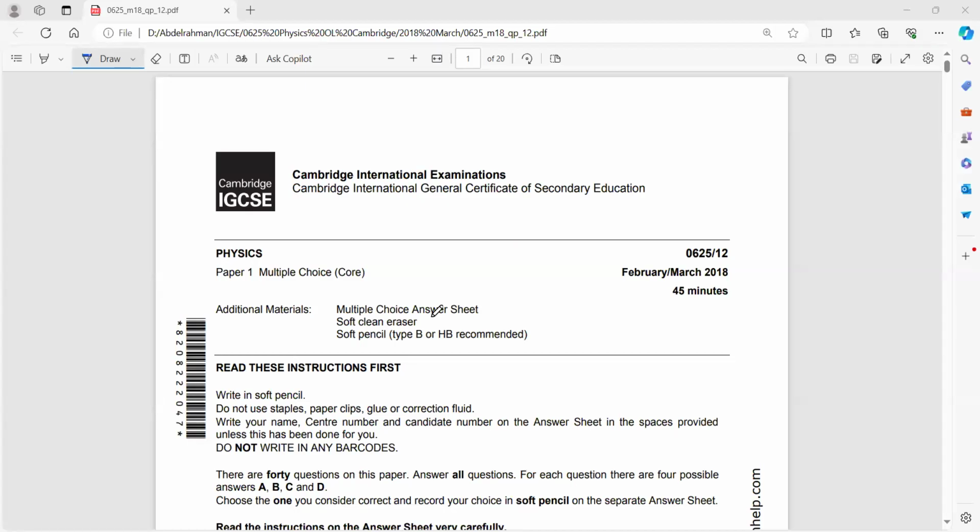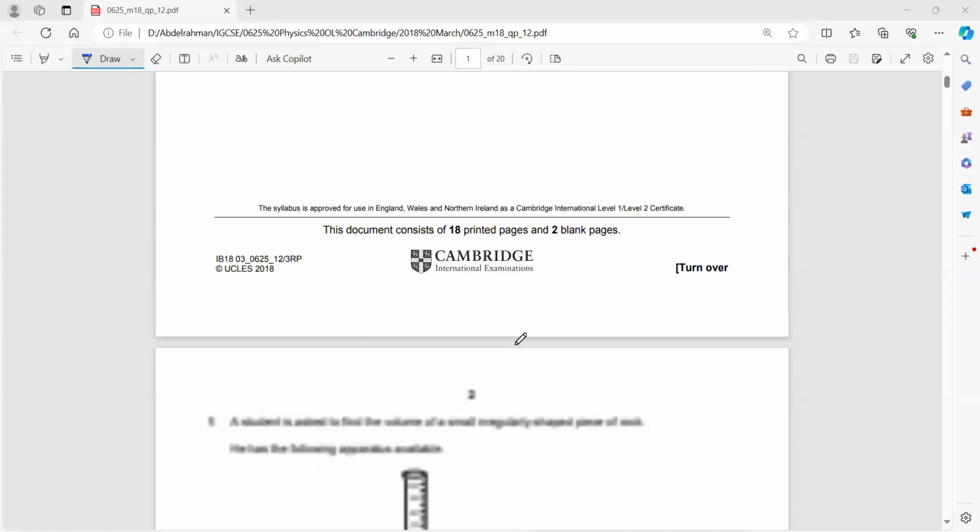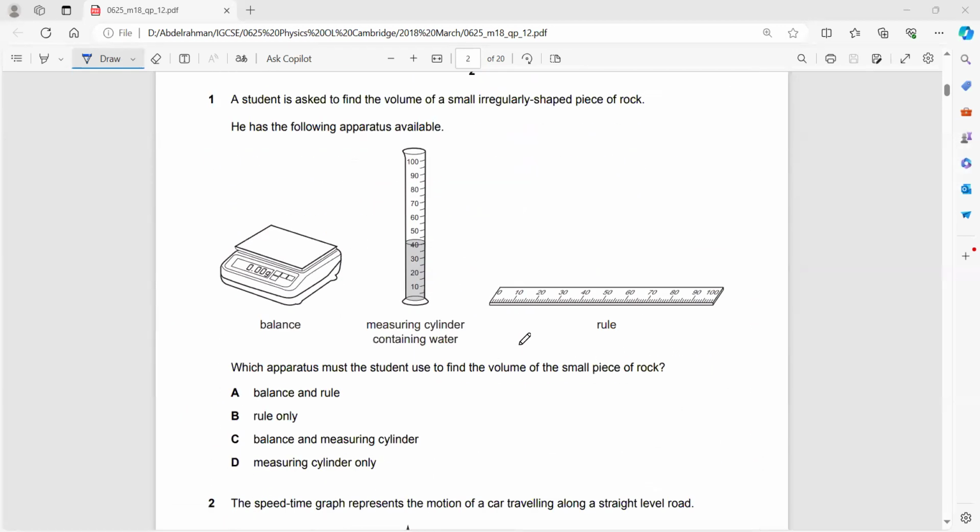Okay. February, March 2018, paper 1, variant 2. Question 1. A student is asked to find the volume of a small, irregularly shaped piece of rock. He has the following apparatuses. Which apparatus must the student use to find the volume?